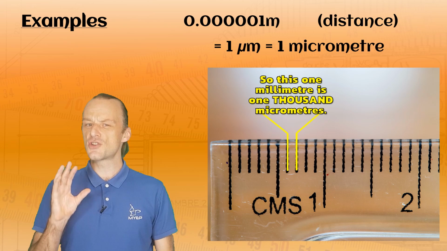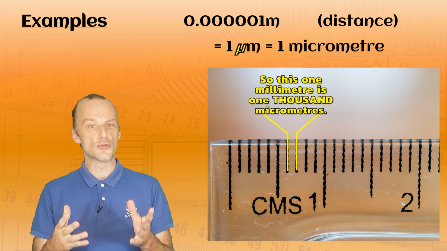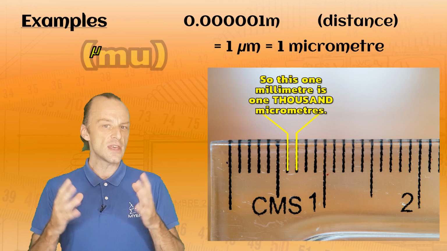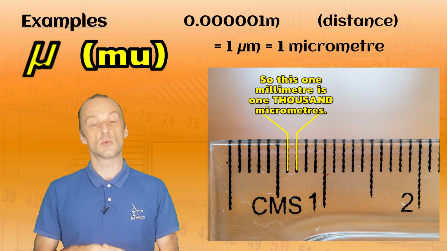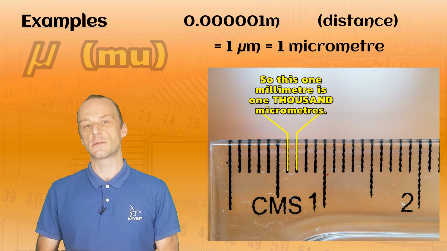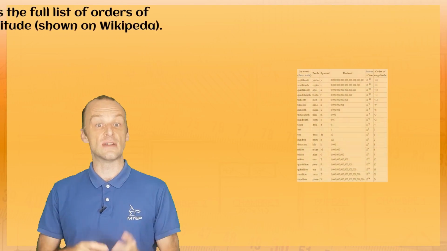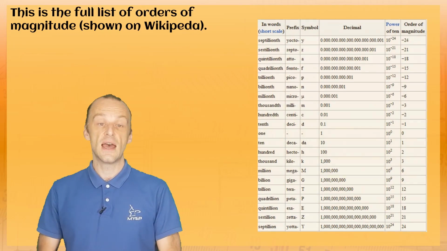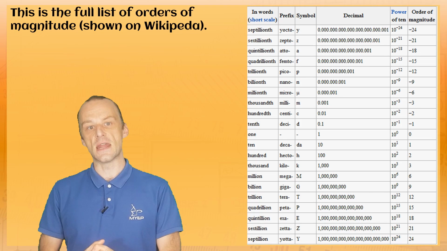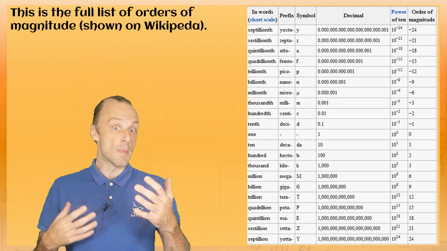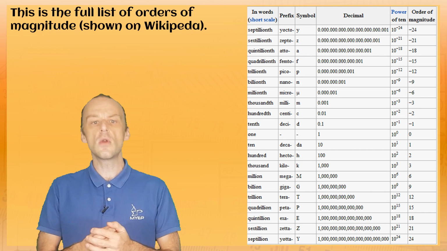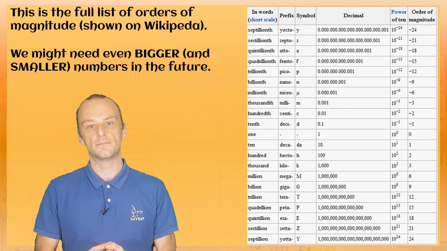It also has a strange symbol. This is the Greek letter mu, but we can use it just like normal letters when we are writing units like this. Here you can see a full list of orders of magnitude as shown on Wikipedia and all of the different names that they have. To be honest, we might need even bigger and smaller numbers in the future.